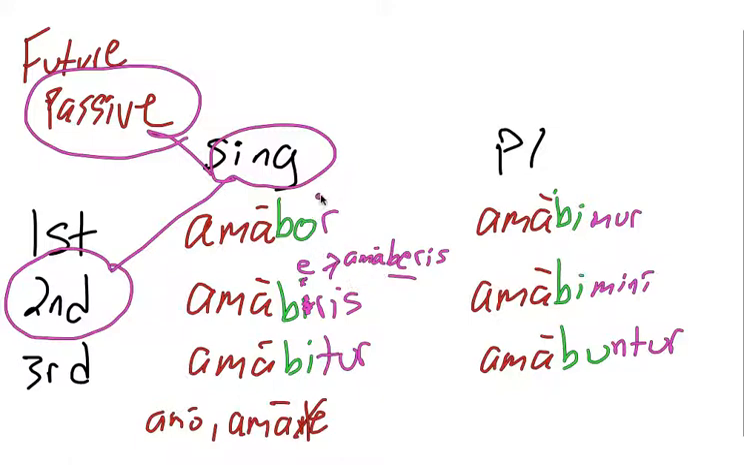So if we're translating these, amabor is I will be loved. Okay, future and passive. Amaberis, you will be loved. Amabitur, he, she, or it will be loved. Amabimur, we will be loved. Amabimini, you all will be loved. And amabuntur, they will be loved.